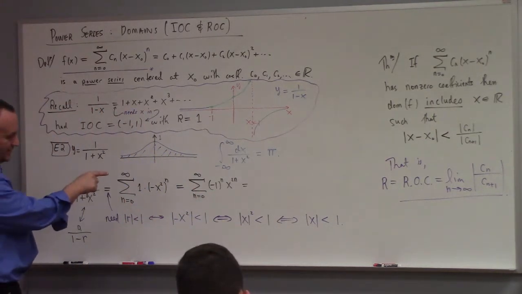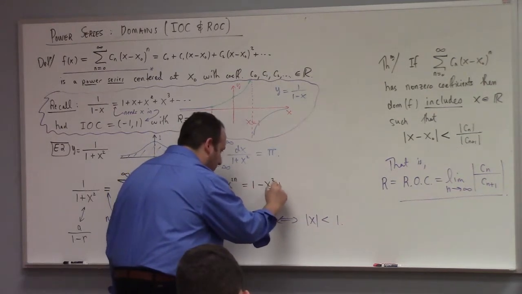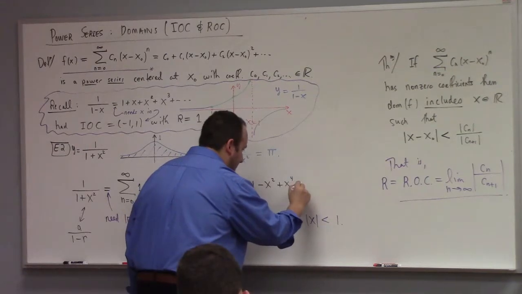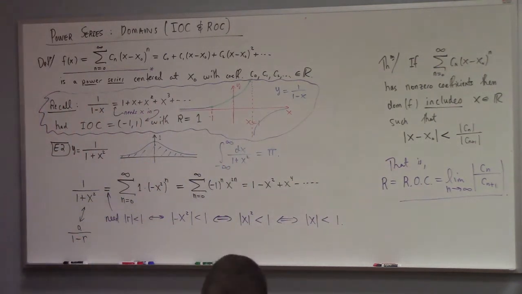So that is 1 minus x squared plus x to the 4th minus, dot, dot, dot. There are the first 3 non-trivial terms in the power series. By the way, you might have wondered about this theorem I wrote down right next to it: are there examples where it doesn't apply? Absolutely. Here's an example where that theorem does not apply.